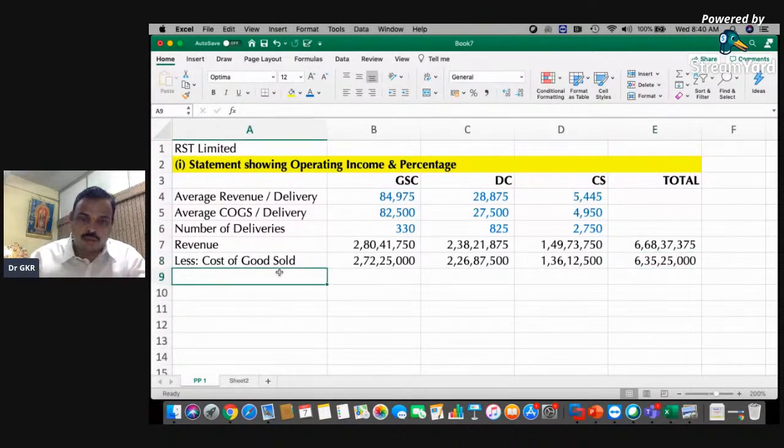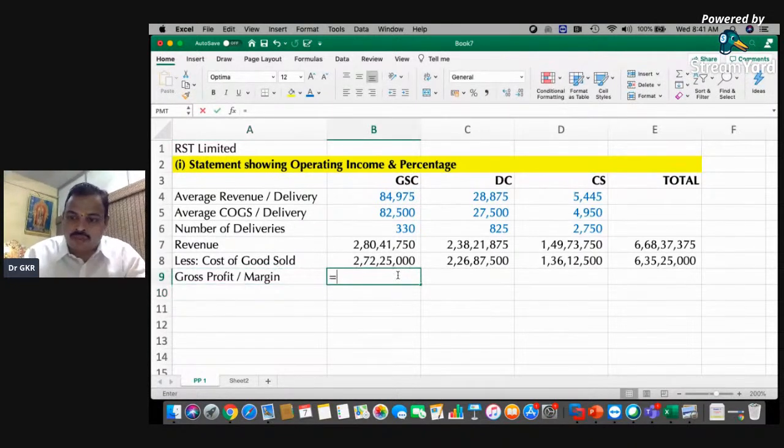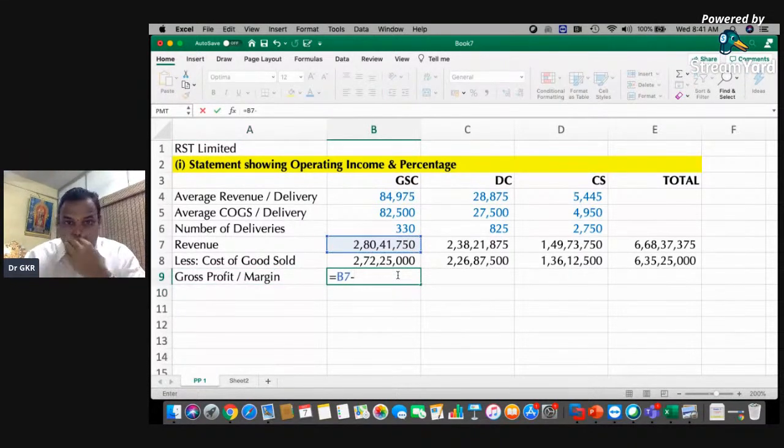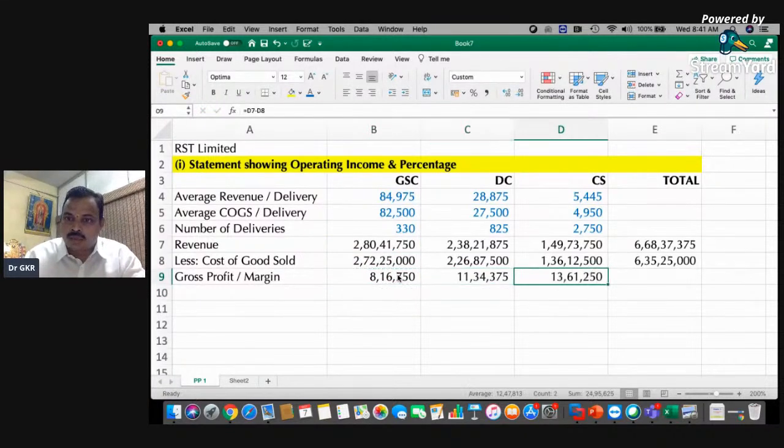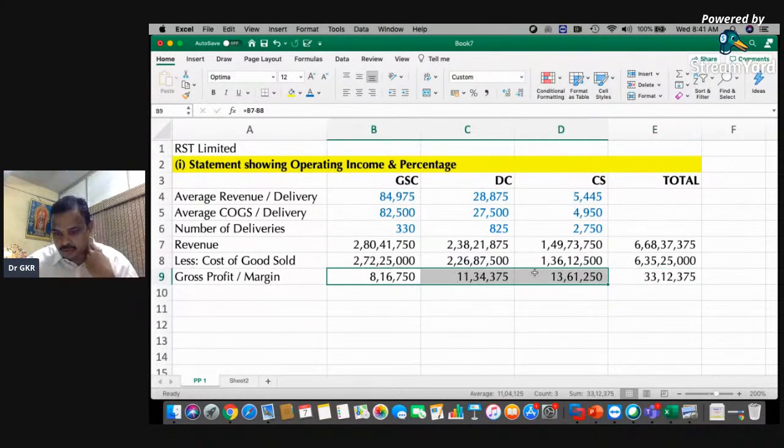So what is your gross profit? Otherwise gross margin, anything you can call it. So your gross profit is 2 crore 80 lakh 41,750 minus this. So this is your gross margin. Similarly, what is your total gross margin? 33 lakhs 12,375. Total 33 lakhs 12,375.